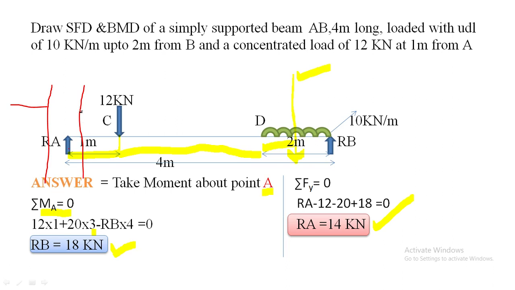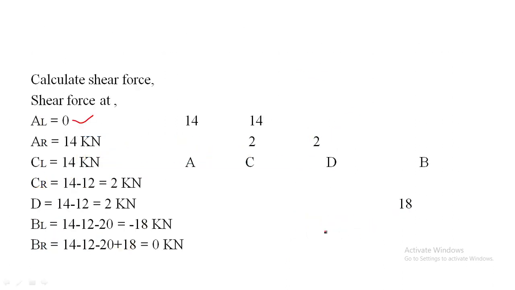Now you will see, left of that section line there is only one force, which is RA, going in the upward direction, so consider plus sign. So plus 14 is the value of A of right.